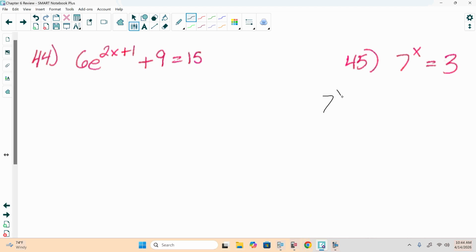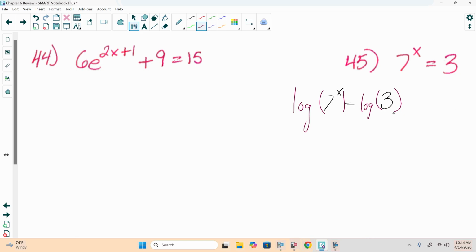Now, for this one here, we do need to get the x out of the exponent, and we're going to have to use logarithms. We cannot get the bases to be the same because there is no number that we can rewrite to get 7. 7's prime. So what we're going to do is apply a logarithm to both sides to get the variable out of the exponent.